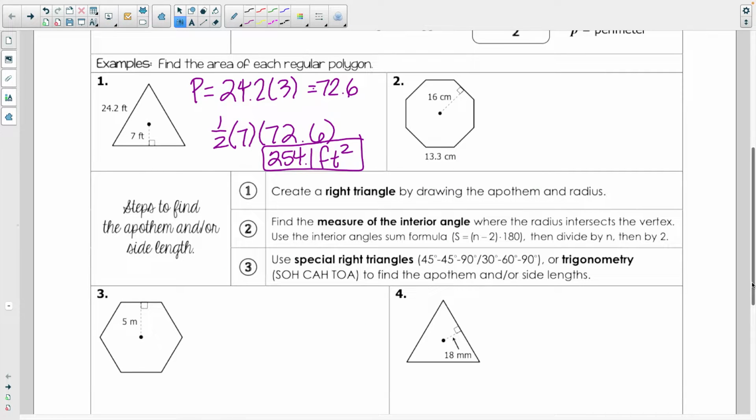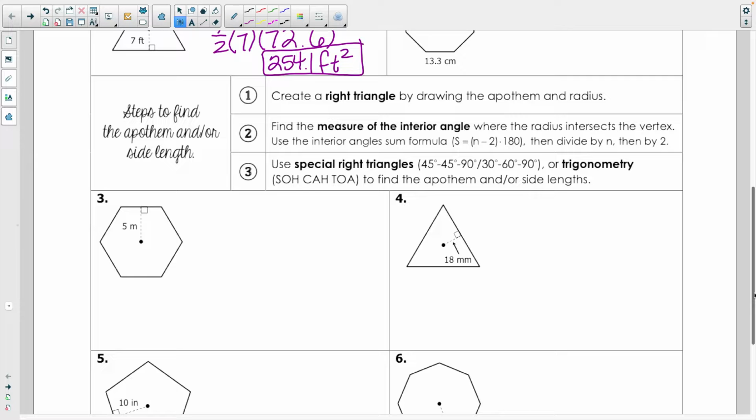So sometimes you're not given all of the information you need, and you're going to either use trig or special right triangles to find it. Now, there's only going to be probably 2 of these on the whole test. So this, I mean, it's a little bit harder, but I think you can do it. All right. They gave me the apothem, but they did not give me a side length. Okay, I don't have the side of the hexagon.